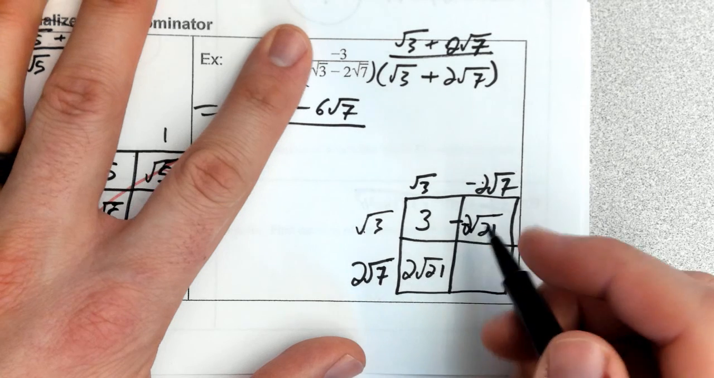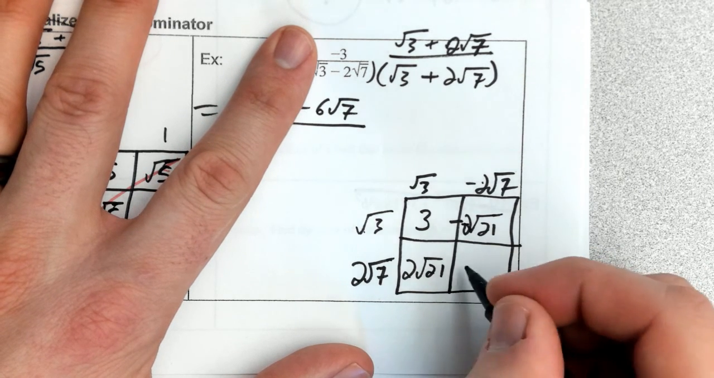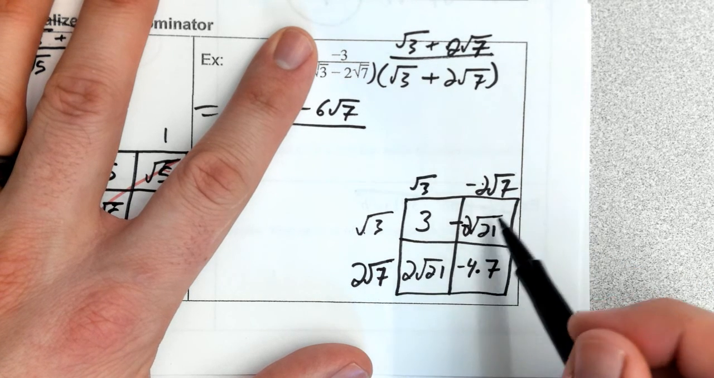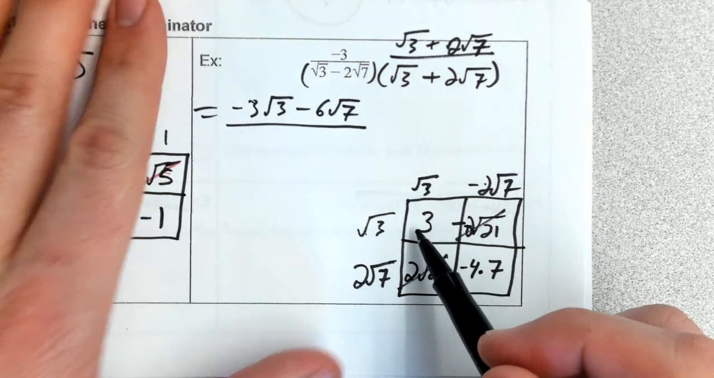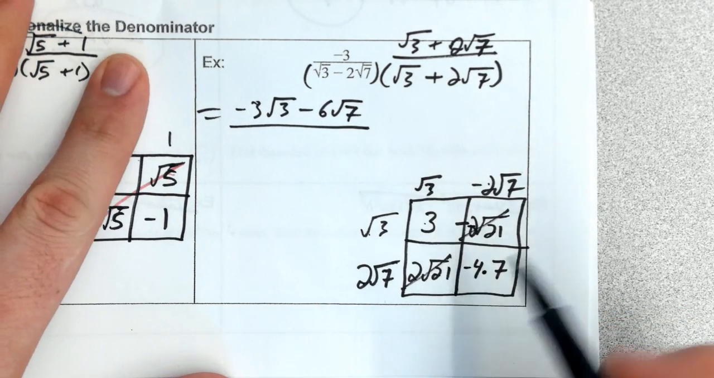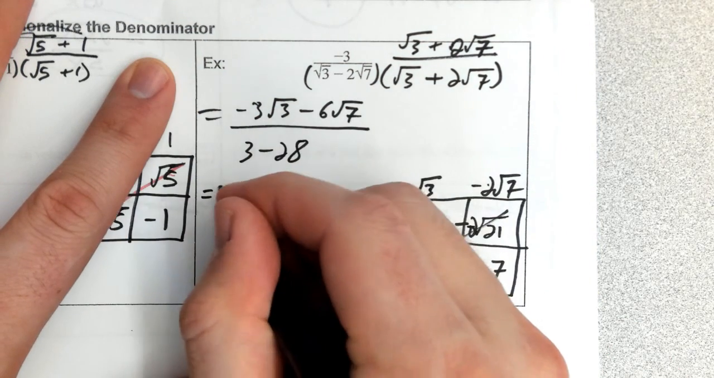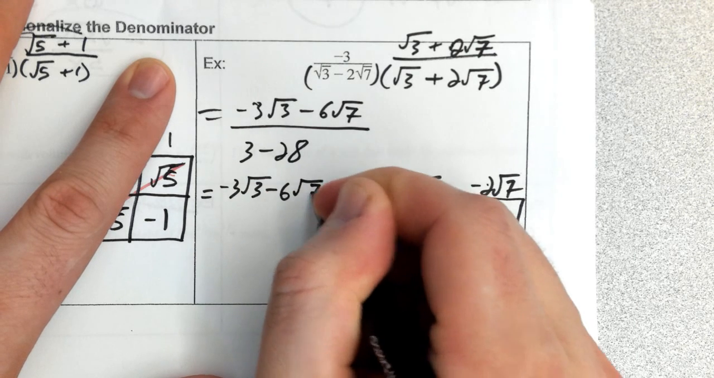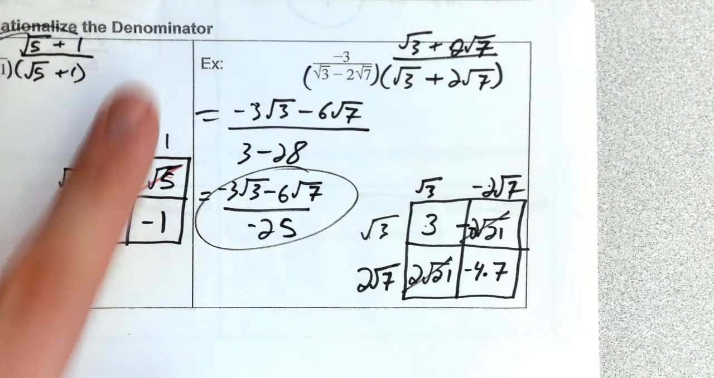Root 7 times root 7 is just 7. So this will end up being negative 4 times 7. These are opposites, so when you add them, they go away. So on the bottom, you'll have 3 minus 28. So your final answer will be negative 3 root 3 minus 6 root 7 divided by negative 25. All right. And that's it for this section.